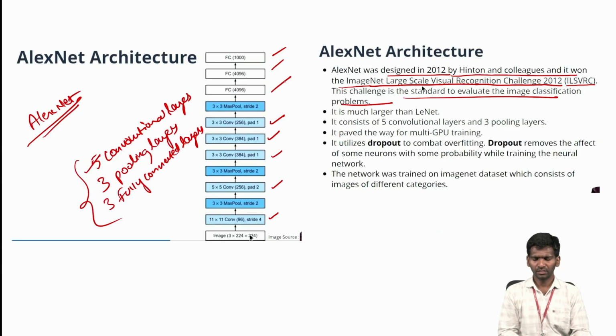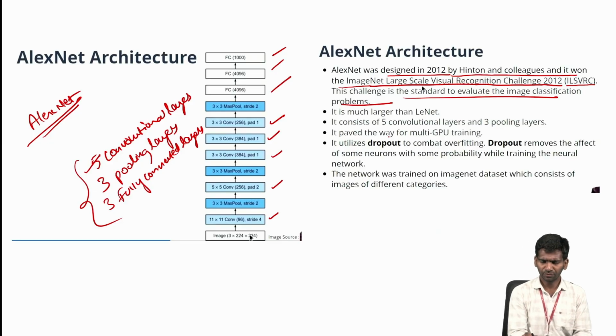In this, the main advantage is we are using dropout, to overcome overfitting challenges. It removes the effect of some neurons that are not necessary. And this architecture was trained with the ImageNet dataset. So the dataset that we have taken for this architecture is the ImageNet dataset. Previously for LeNet we took the handwritten digit recognition dataset. For this AlexNet architecture we are taking the ImageNet dataset.